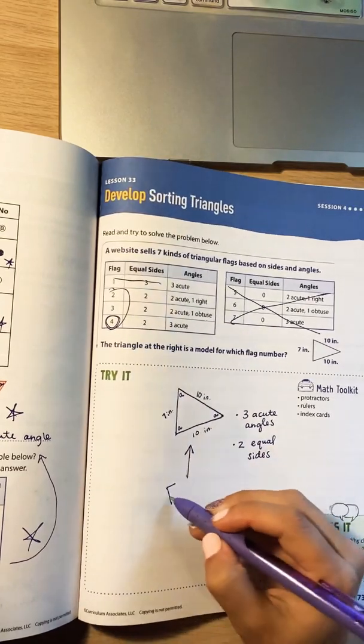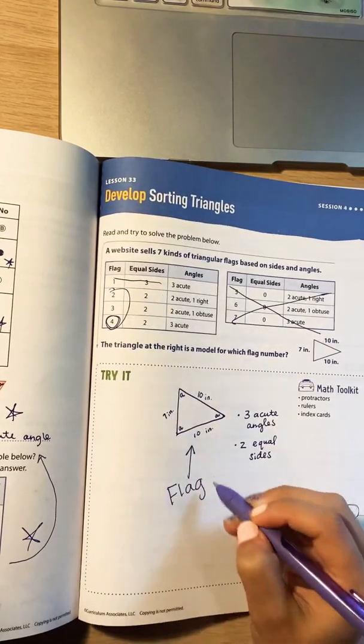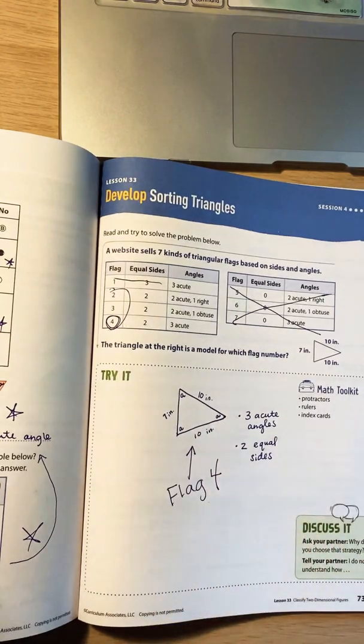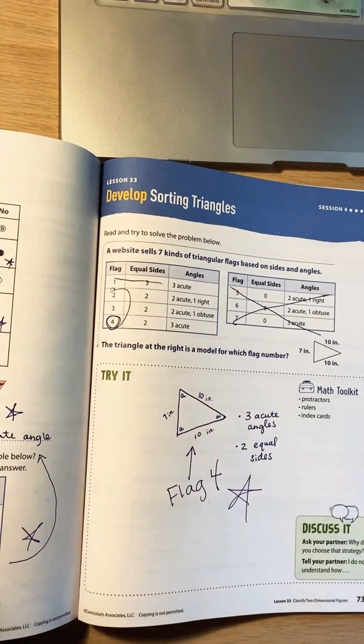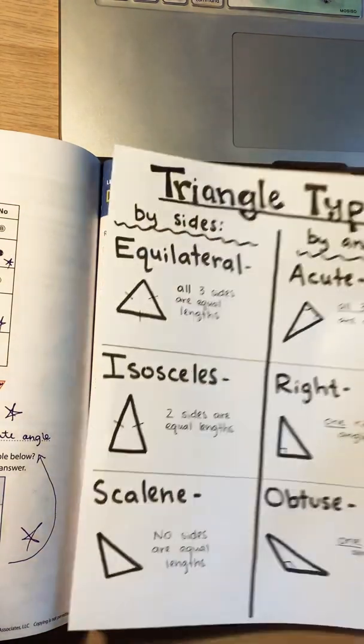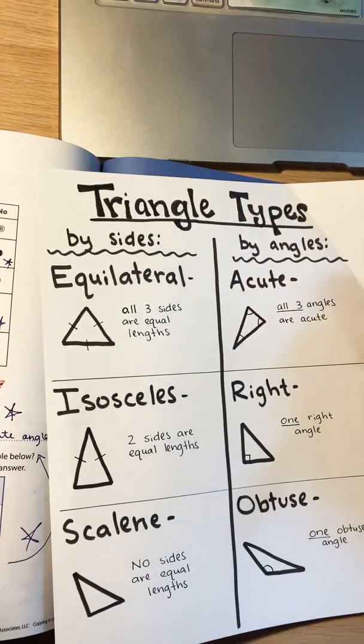So I'm just going to label it. Flag 4. Done.